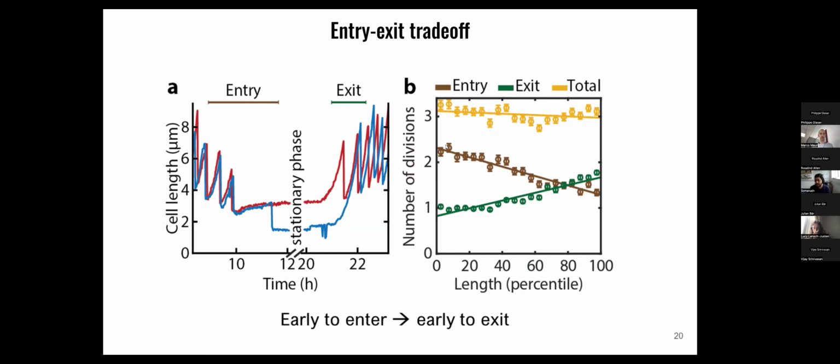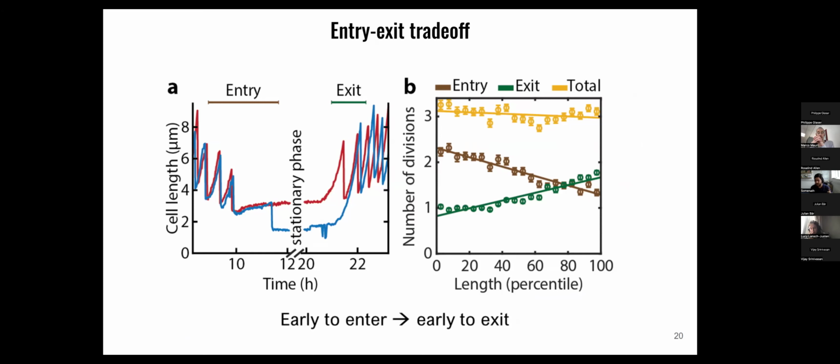And we found that this phenomenon cancels itself out when the stationary phase is the average stationary phase, an overnight of about 12 hours. The brown data is plotted for the number of divisions during entry, and the green for during exit, and you can see they cancel together. So the total amount of division is independent of the strategy.